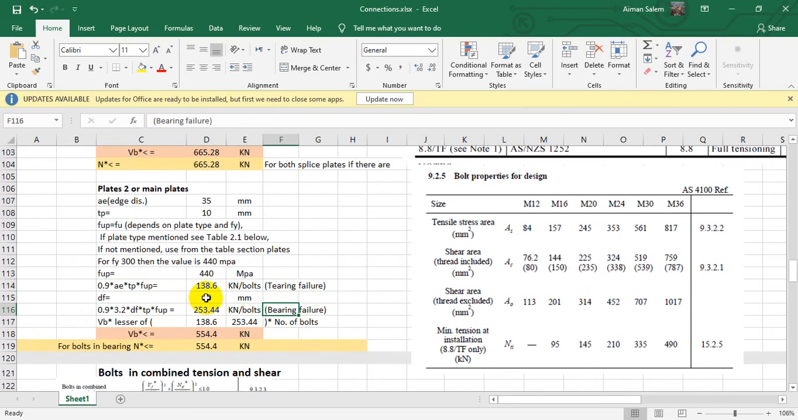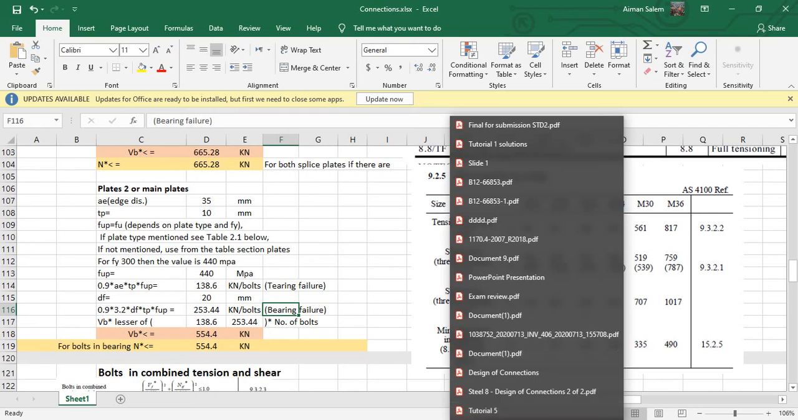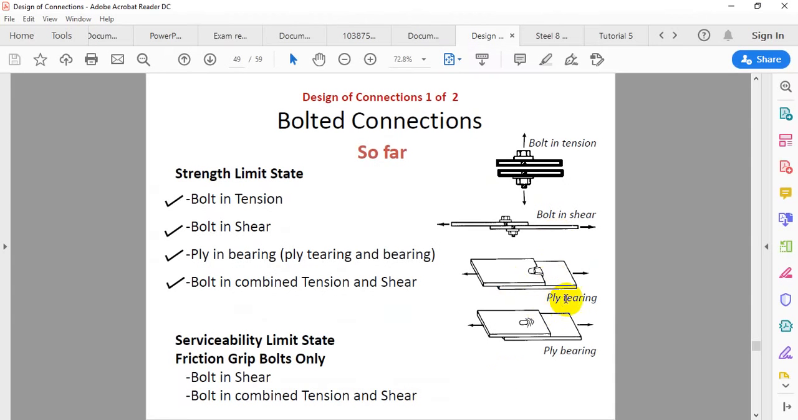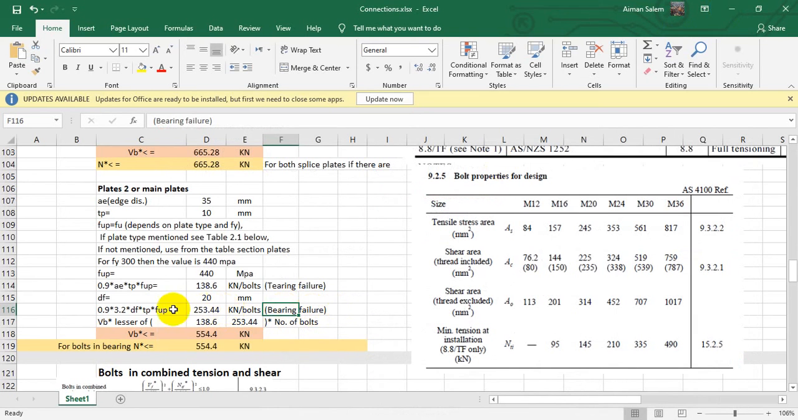And we already showed you a picture about this difference between the tearing and bearing. If you want, you can see it again. Okay, this is what we mean by tearing, and this is what we mean by bearing. All right, so now it's almost the same. Everything is the same.